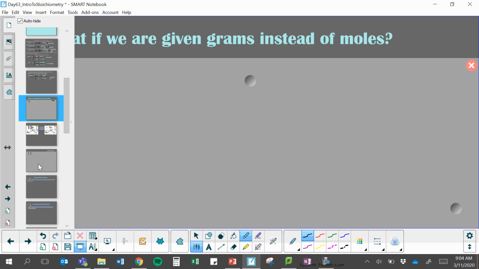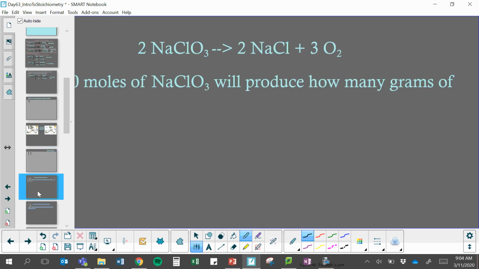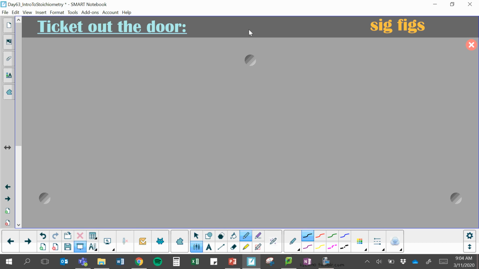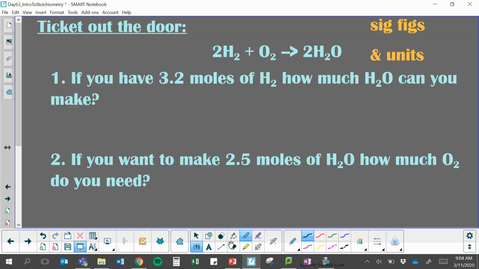Okay, so we have a ticket out the door. Oops, if I can find where I put it. There it is. Okay, so you have a ticket out the door. If you missed it in class, it's these 2 problems. I gave you a balanced chemical equation. Just remember that your final answer uses the right number of sig figs and you have the right units labeled.